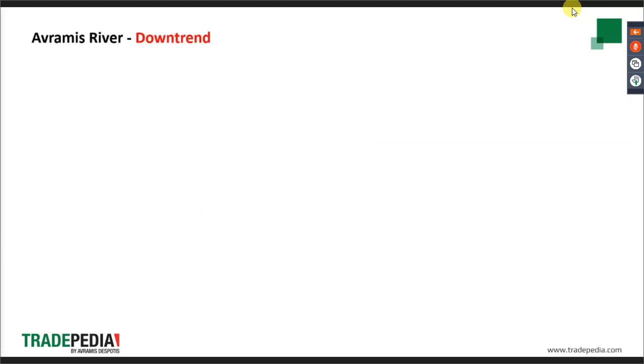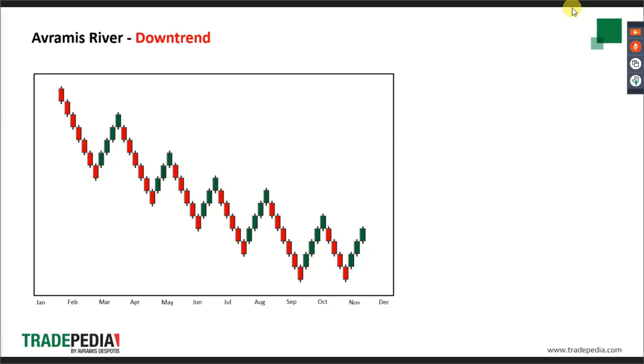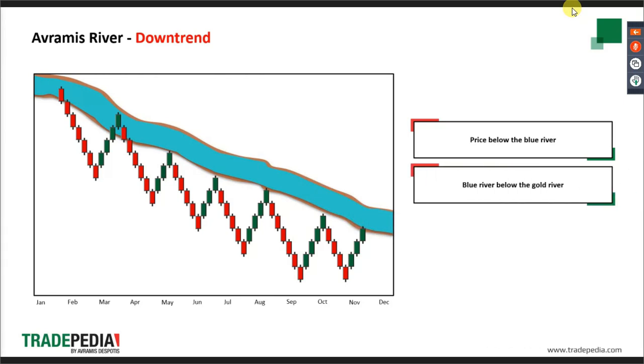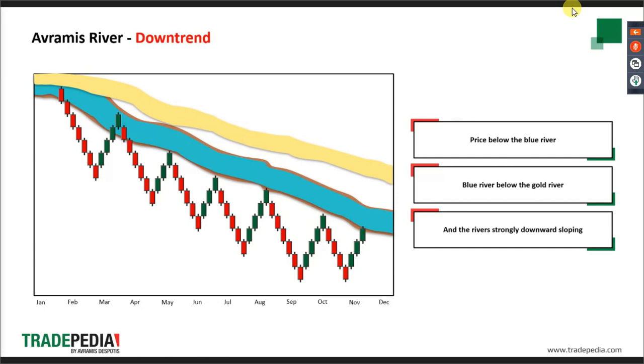Okay, so in a downtrend, we expect to see price underneath the blue river, and the blue river will be underneath the golden. And when the slope is downwards and far away from the golden, as in the blue is far from the golden, it's signifying a strong downtrend.